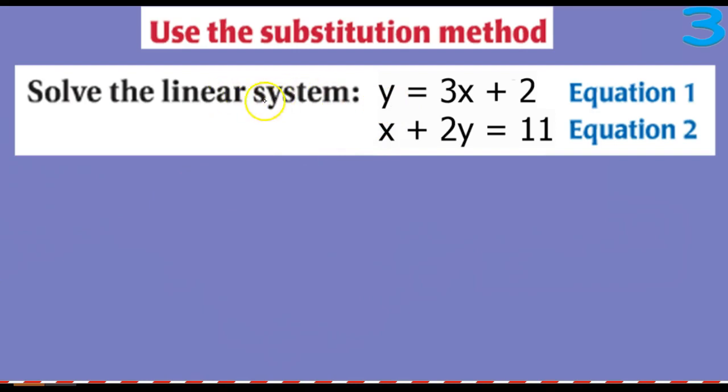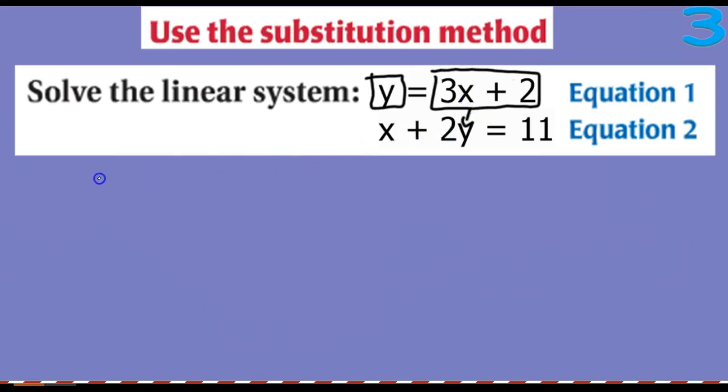Next problem says solve the linear system. Well, our equation 1 has y equals 3x plus 2, and our equation 2 has x plus 2y equals 11. We are looking for a variable that is all by itself, and I see this variable, y, all by itself. This is telling us already that y equals 3x plus 2. So what we can do is take 3x plus 2 and sub it in for y.